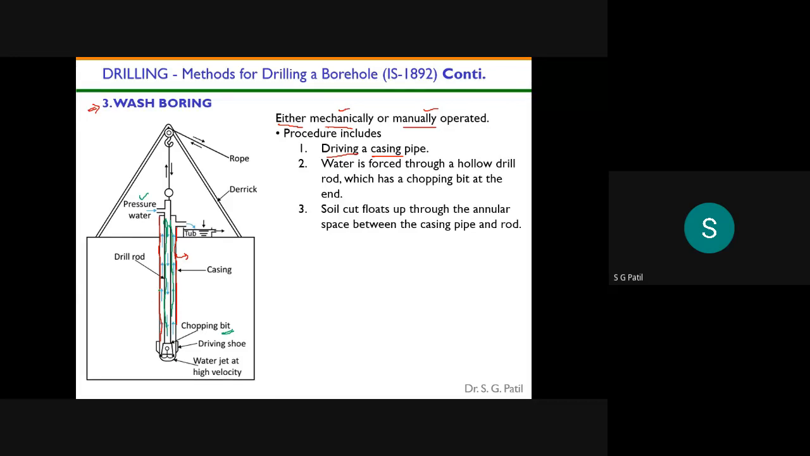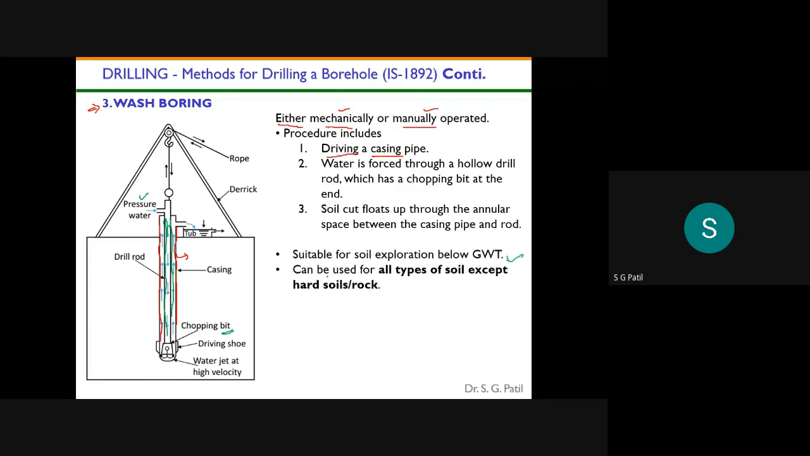This water will act like a lubricant. It will cool off the chopping bit, and it will also carry away whatever cut material is there. It will come up and be stored in a pit made here. In that pit, the water along with the chopped-off soil will be stored. So it is suitable for soil exploration below the groundwater table.